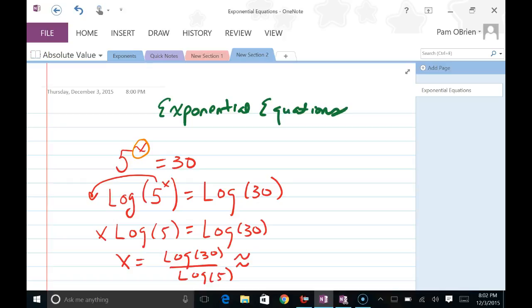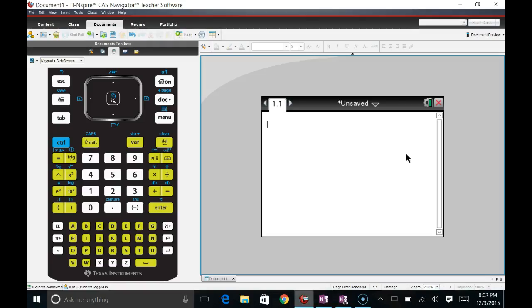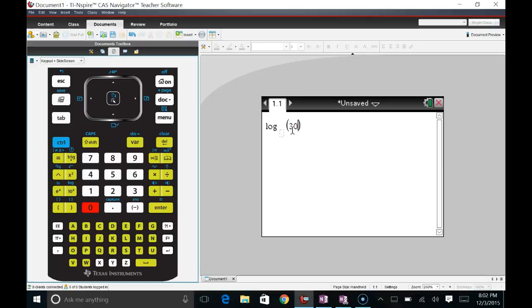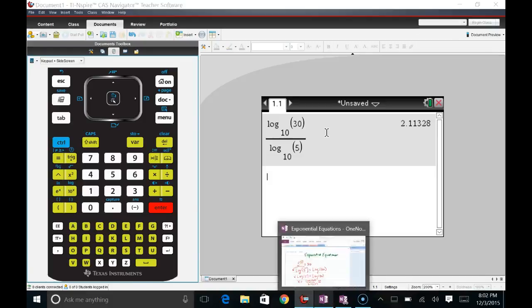Now I'm going to go into my handy dandy calculator and do the log of 30, and then divided by the log of 5. When I look at that answer, it's about 2.11. It's an irrational answer, so I'm just going to round this to the nearest hundredth. We should tell you on each problem what to round to.